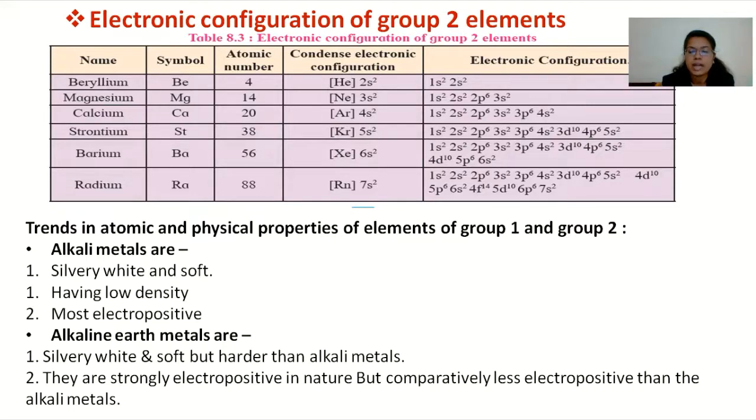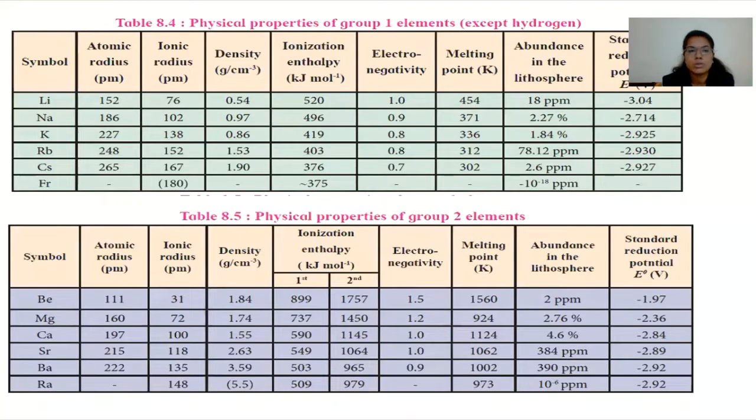Some atomic and physical properties we can observe in this tabular form also. See atomic and ionic radius, how it increases or decreases. Here we can see that atomic radius and ionic radius increase from top to bottom. Ionization enthalpy decreases. You can see electronegativity, melting points, abundance in the lithosphere, etc. So this is about some physical properties of elements of group 1 and group 2.